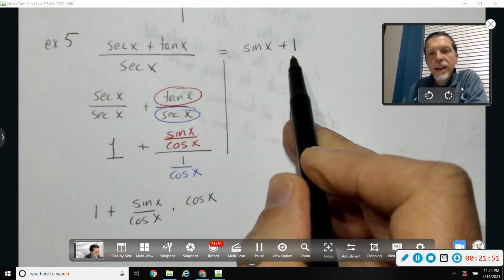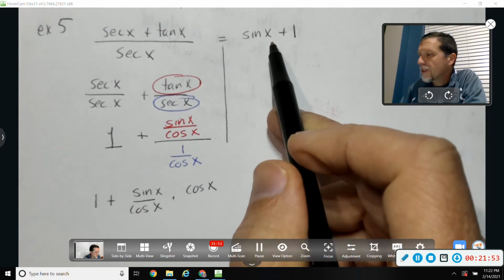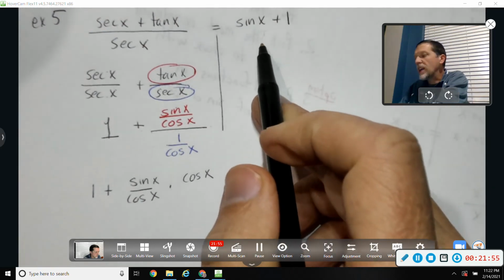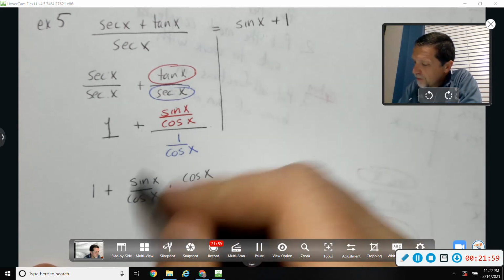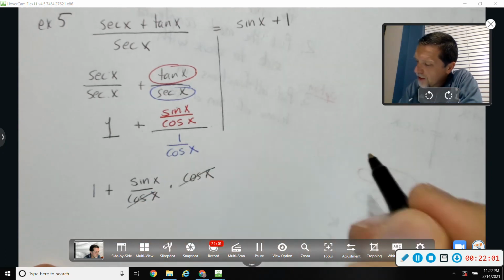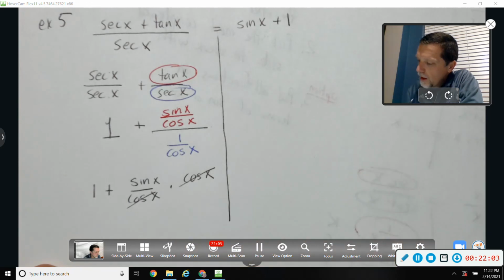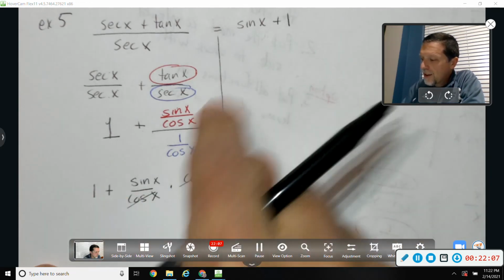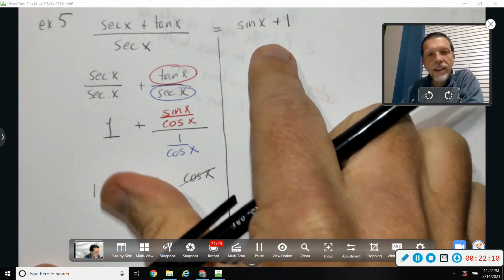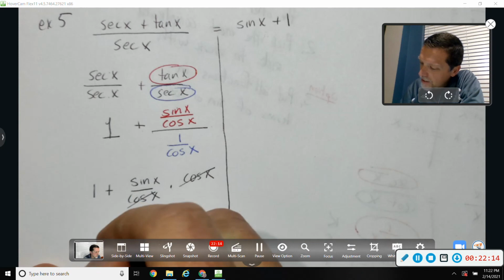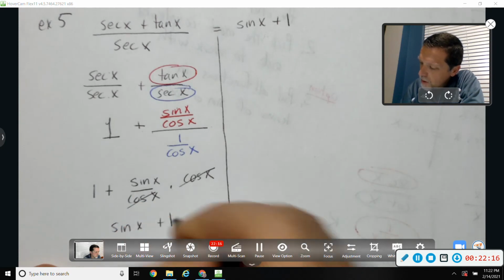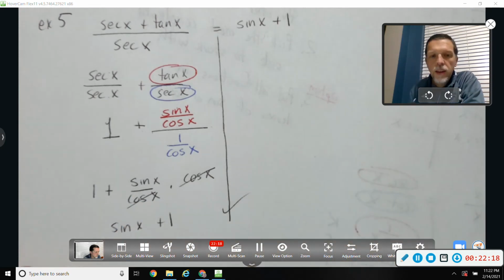And again, I'm peeking over to the other side. That's not illegal. I'm cheating, but that's my goal, so it's okay to look there. I'm almost there. So the cosines will cancel. Again, they have to match exactly. So yes, I know that 1 plus sine equals sine plus 1. That's actually an identity. But because this section is on identities, I need to rewrite this side as sine of x plus 1. And now they match.